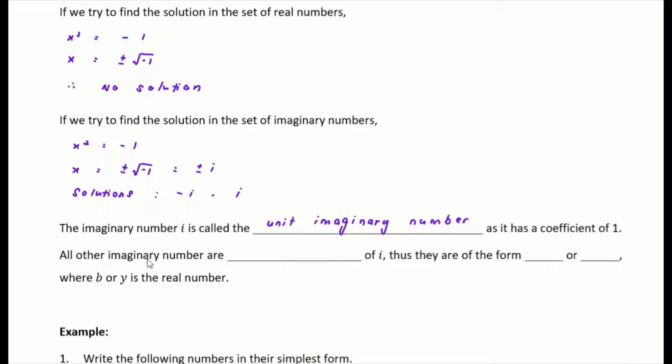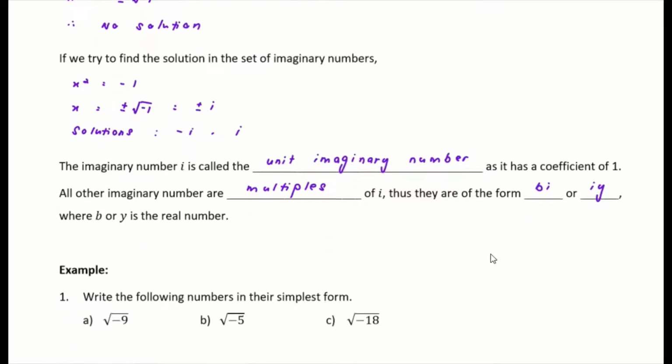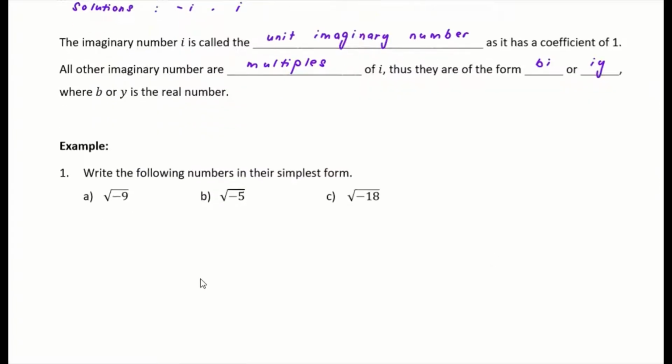So all the other imaginary numbers are going to be the multiples of i. So that's why they are always in a form of either, it depends on whether you like to use a and b or x and y, but for me they actually just mean the same. So either they will write bi or they will write iy. But basically they are exactly the same thing. Let's go through example number 1, then you'll be able to understand what is meant by the multiples of i.